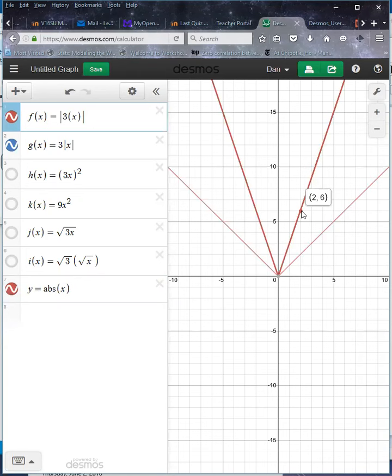And that's true. Let me undo this. Notice I'm just working with the inside of the absolute value function. If I switch it, it's the exact same thing, okay?